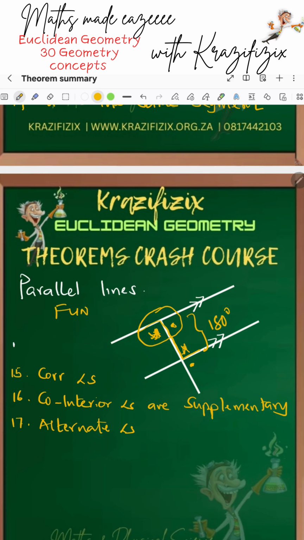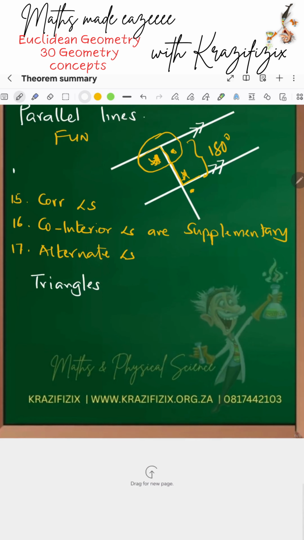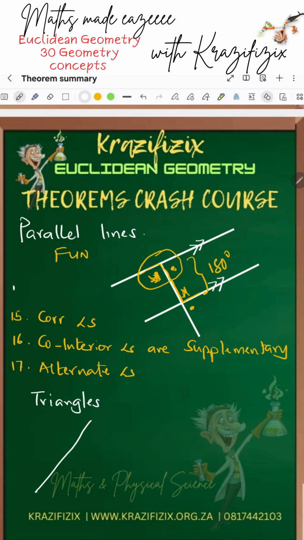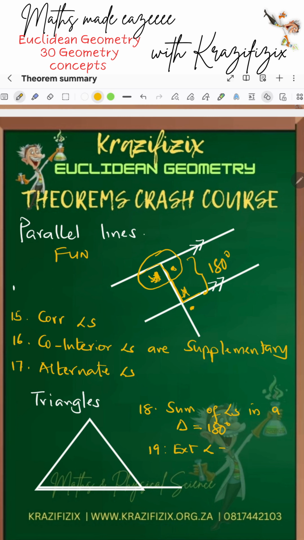Beautiful. We go to T. Now, T is going to be made up of two sections as well. Let's quickly look at T. For T, we talk about triangles. Quickly, just two things I would like us to deal with on triangles. So number 18 is that what? Sum of angles in a triangle is equal to 180 degrees. And number 19, exterior angle is equal to sum of opposite interior angles.